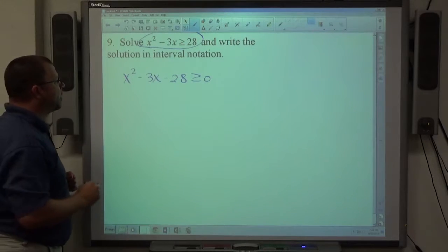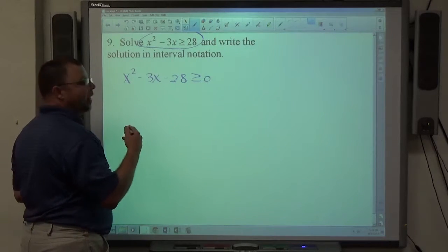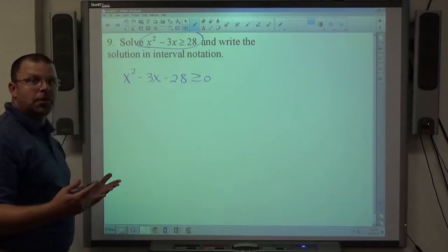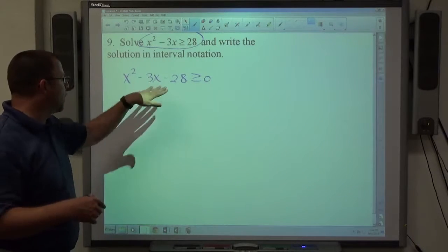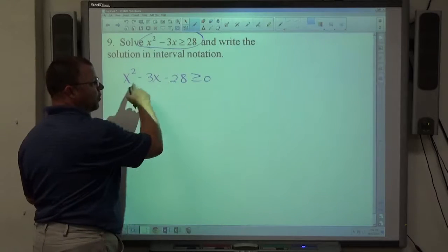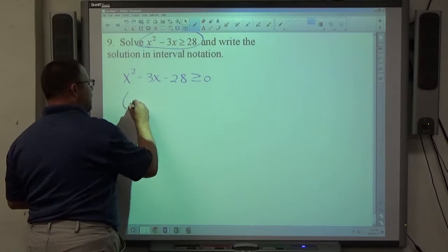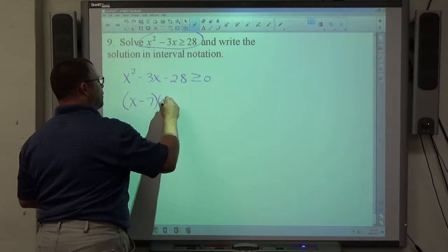Next task is to factor as much as is possible. If possible, if not, quadratic formula will be sufficient. You're trying to find the roots of the expression. So you're trying to find out where this thing equals 0. In this case, it does factor to x minus 7 times x plus 4.